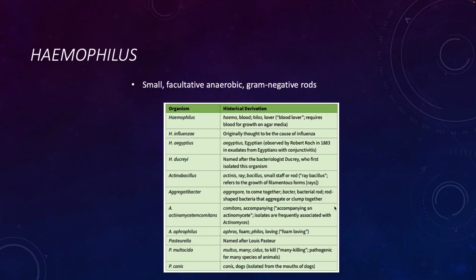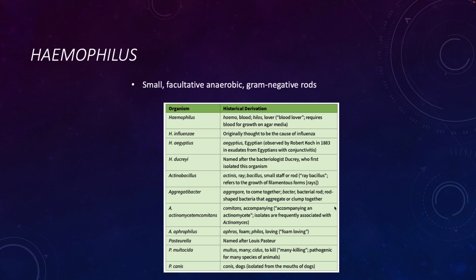The genus Haemophilus are gram-negative rods. They're relatively small and they are facultative anaerobes, which hopefully you remember from Bio 120 means that they prefer oxygen, or they grow well in oxygen, but they can also grow without oxygen, so they can do both.